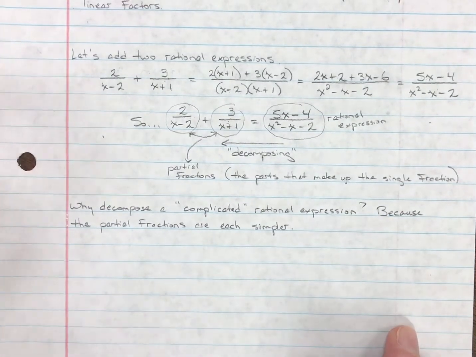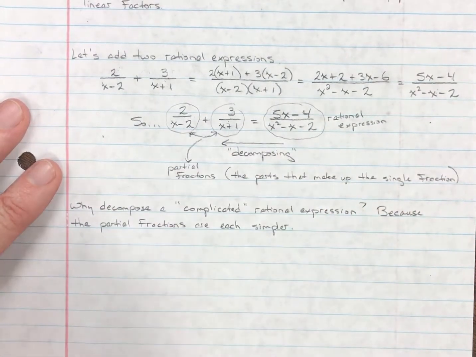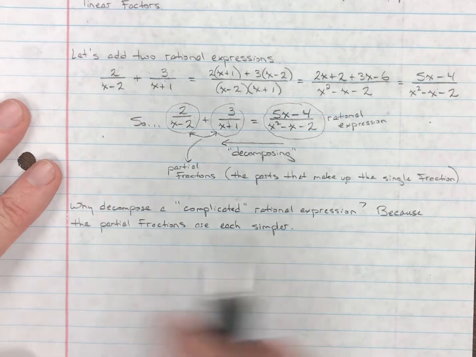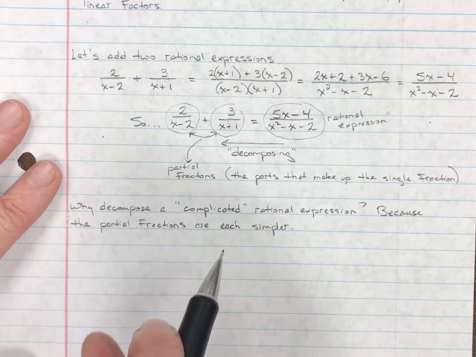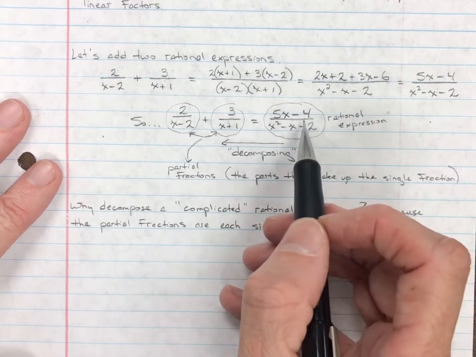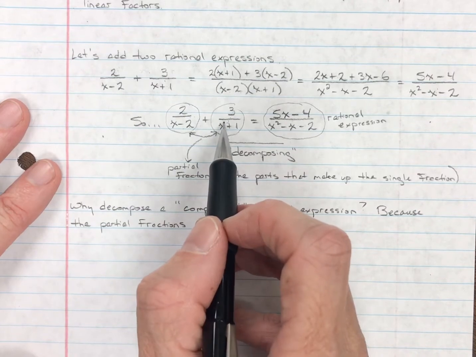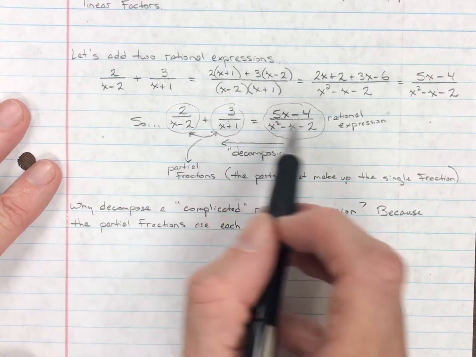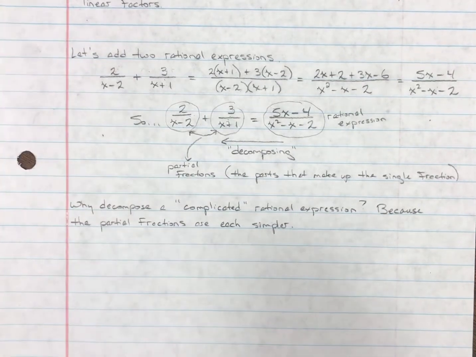That's why. This is more complicated to work with. These two are more simple to work with. And if you get into calculus, you'll see where this comes in handy. Okay? So we're doing this because it's easier to work with two simpler rational fractions than it is to work with a more complicated rational fraction.